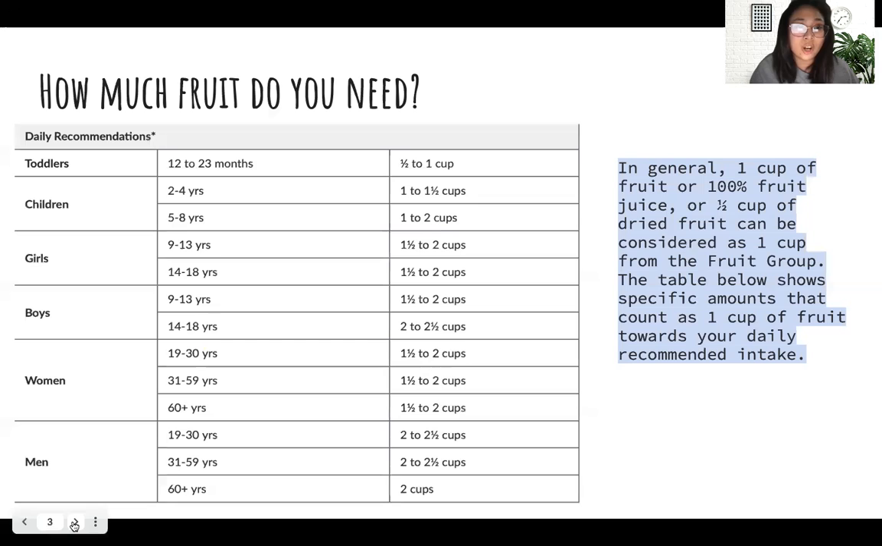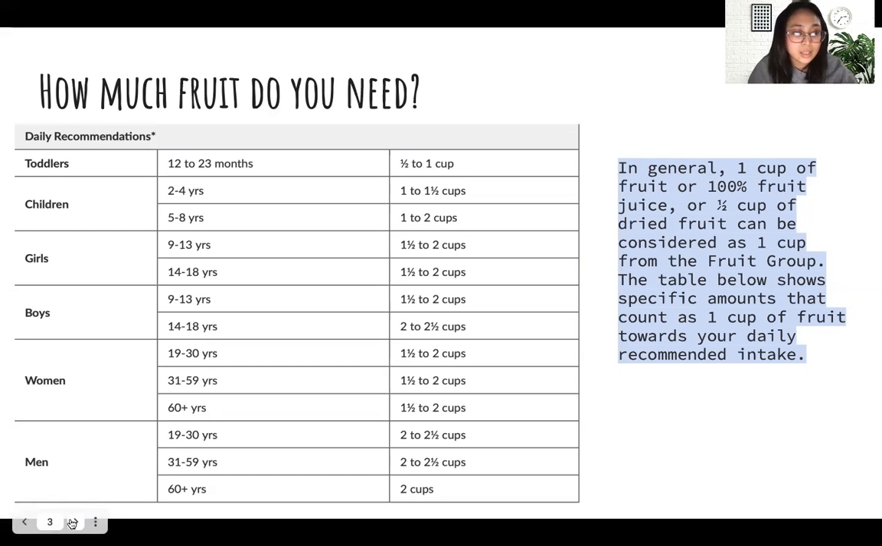It is based on your age and also gender. In general, 1 cup of fruit or 100% fruit juice or 1/2 cup of dried fruit can be considered as 1 cup from the fruit group. The table shows specific amounts that count as 1 cup of fruit towards your recommended intake.